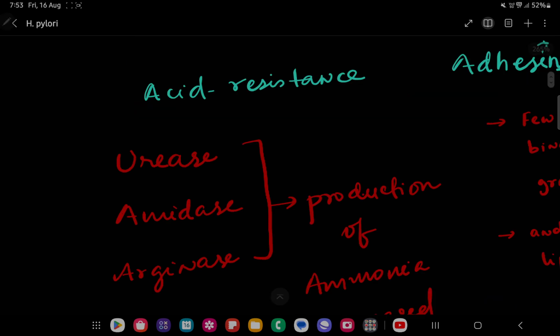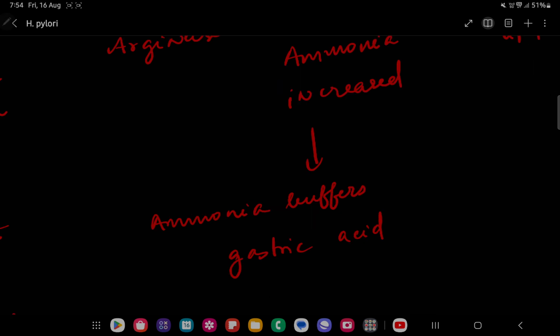Next, acid resistance. H. pylori has some enzymes that produce ammonia, and ammonia neutralizes the HCl like a buffer. What are all those 3 enzymes? Urease, amidase and arginase. Remember this. Urease causes the hydrolysis of urea, causing the release of ammonia, and ammonia acts as a buffer for the gastric acid. Understood? So see, ammonia buffers the gastric acid.